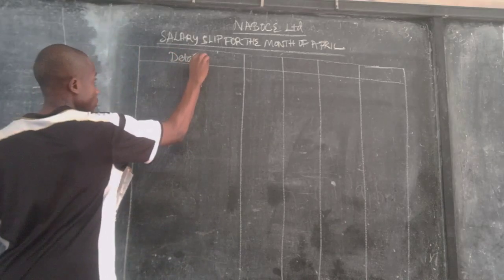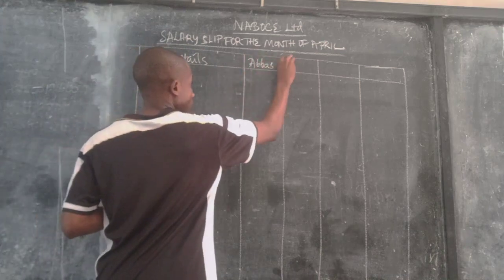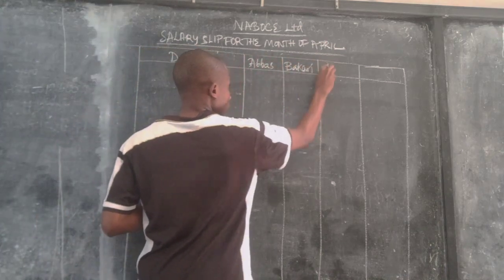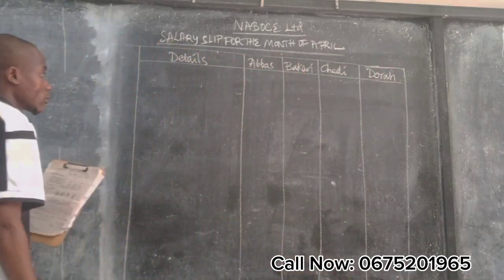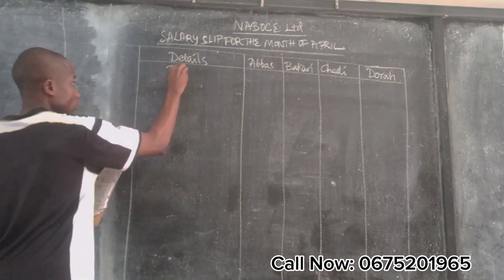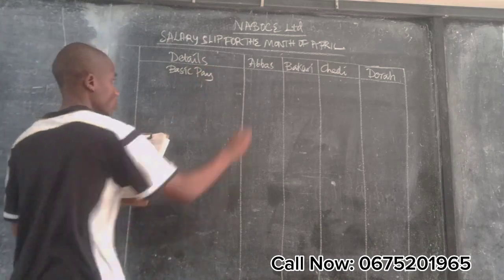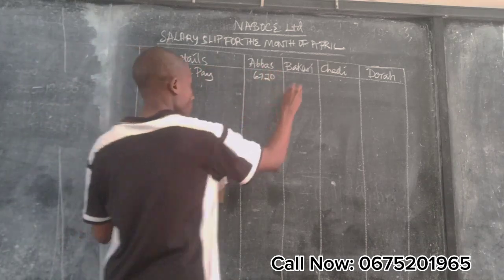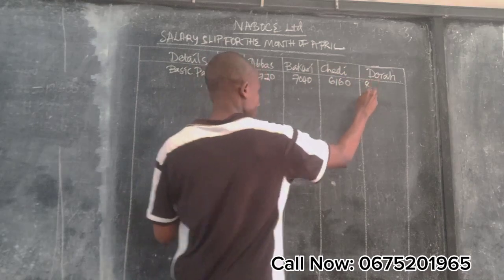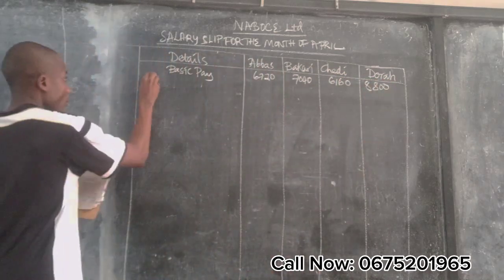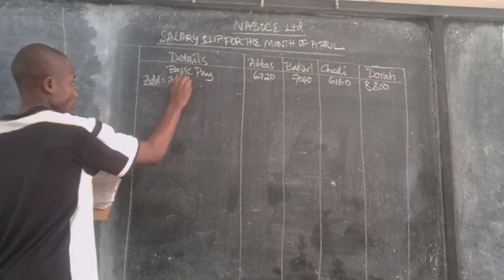Open your salary slip with 4 columns: details, employee's name, which are Abbas, Bakari, Chedi, and Dora. If you don't understand, please call me through those numbers which you see. So your salary slip first starts with basic pay, which we have already found. So you just put them as they are. For Abbas, Bakari, all of them, you just put them as they are.